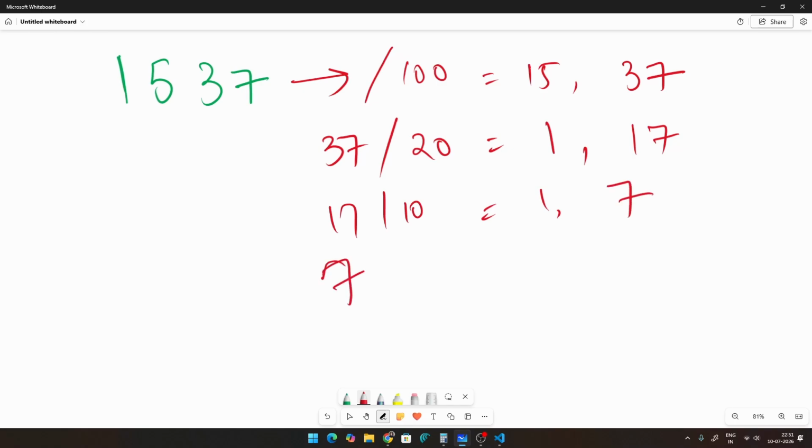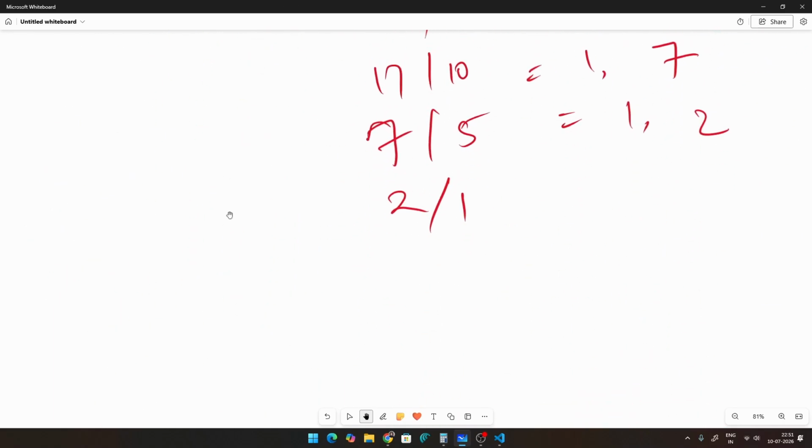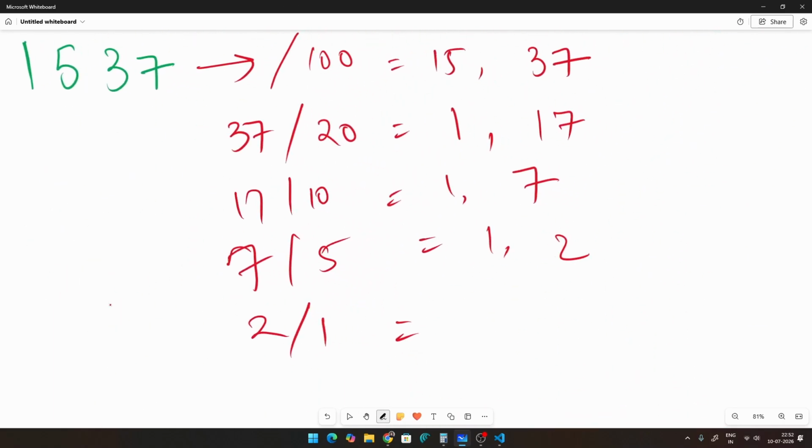This 7 I will divide by 5. I will get a quotient of 1 and a remainder of 2. The 2 I'm going to be dividing by 1 because that is the lowest denomination possible here. But also this means that since we are dividing by 1, for all questions you will get an answer. The answer is going to be some value, because when you divide by 1, there is not going to be any remainder. So the quotient is going to be 2 and the remainder is going to be 0.